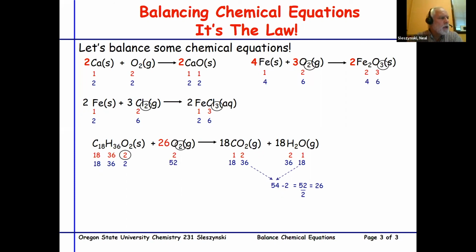Now, if we go ahead and take a look at all of our carbons, we've got 18 on both sides of the chemical equation. If we look at our hydrogens, we've got 36 on both sides of our chemical equation. For oxygens on the reactant side, we have 52 from O2. We have 2 from our stearic acid molecule for a total of 54. And if we add up the oxygens on the other side of our chemical equation, we see we have 54 on that side too. Our chemical equation is balanced.